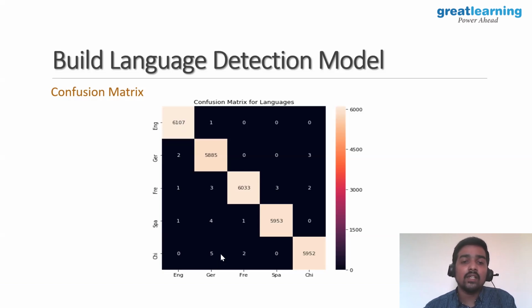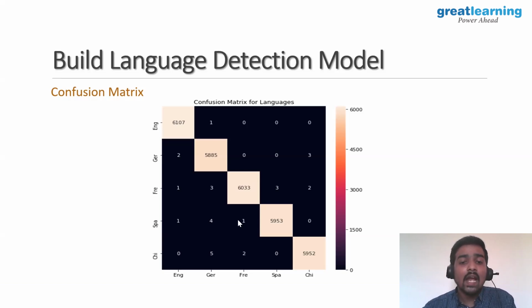So if you see, German is predicted as English in one case, which we have seen, and German is predicted as German in almost 5,885 cases, which is really good. German is being confused with Chinese in 5 cases, with Spanish in 4 cases, and with French in 3 cases. There is some ambiguity in German, but compared to the ones which are rightly predicted, these values are really negligible, and they can be improved based upon model tuning.